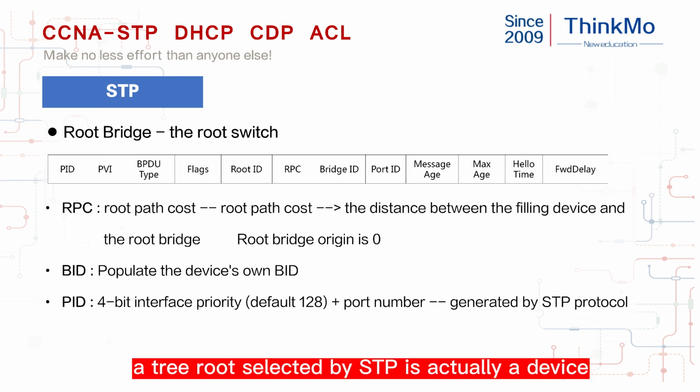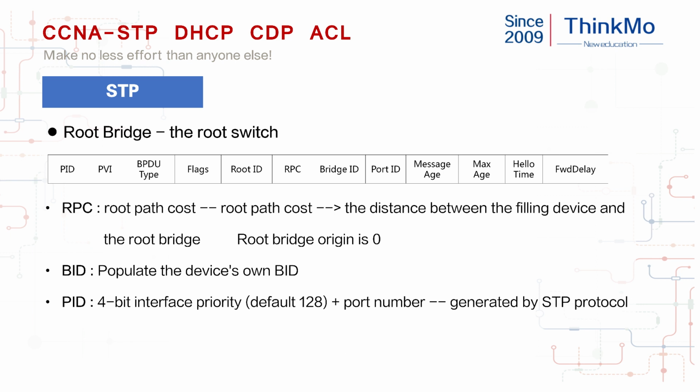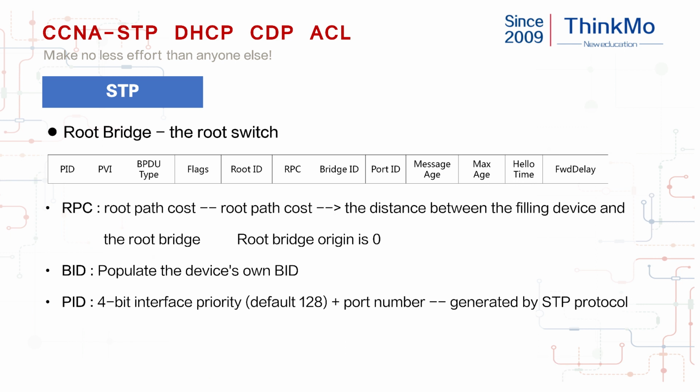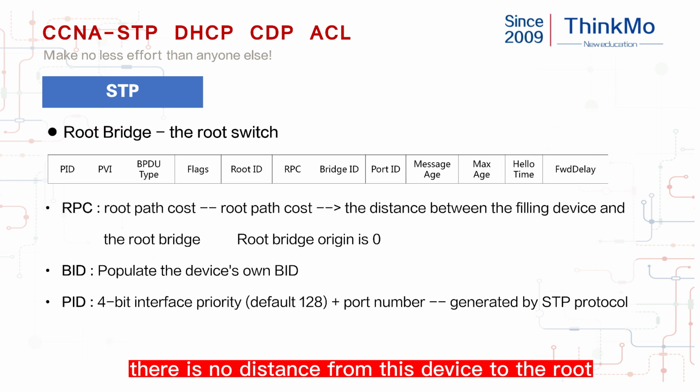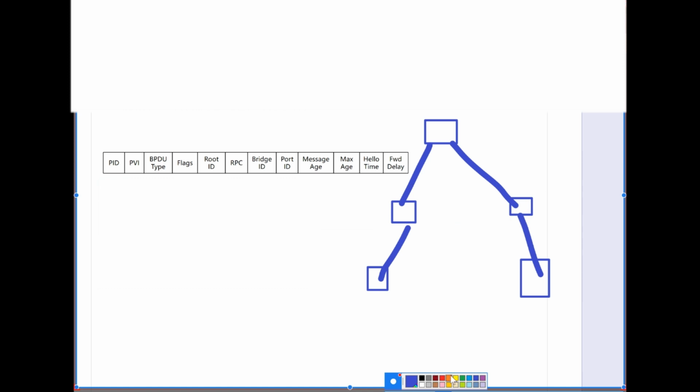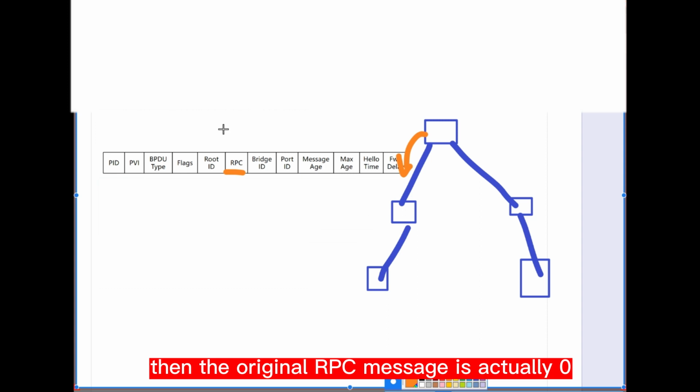A tree root selected by STP is actually a device. We call it the root bridge, also called the root switch. In packets originating from the root bridge there is no distance between the root bridge and itself, so overall this parameter is 0. There is no distance from this device to the root, because the root is itself. For example, now this is still a device like this. I'm connecting them now. It sends out a message, and the original RPC in the message is 0.